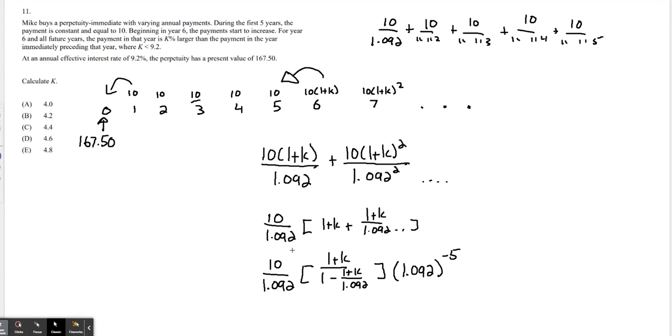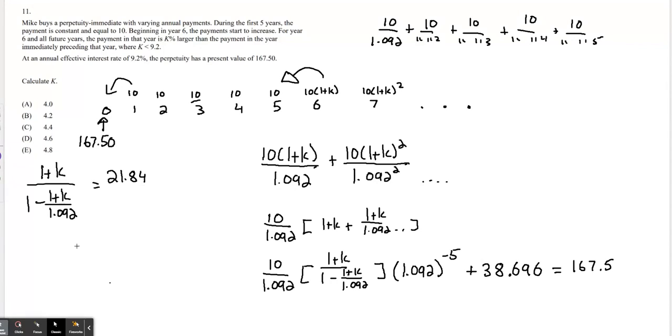So we get 38.696, okay? And now that is equal to 167.5. So we get this, and what I'm going to do now is we definitely want to use our calculator. I'm going to say 167.5 minus 38.696 divided by 1.092 to the negative 5 times 1.092, and then divide that by 10. So we get something cool. We get this. We get 1 plus k all over 1 minus 1 plus k over 1.092 equals 21.84.